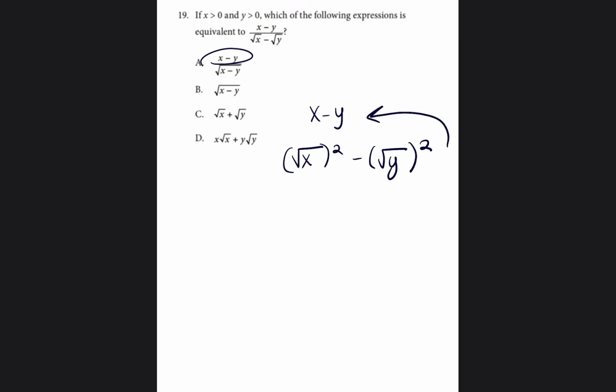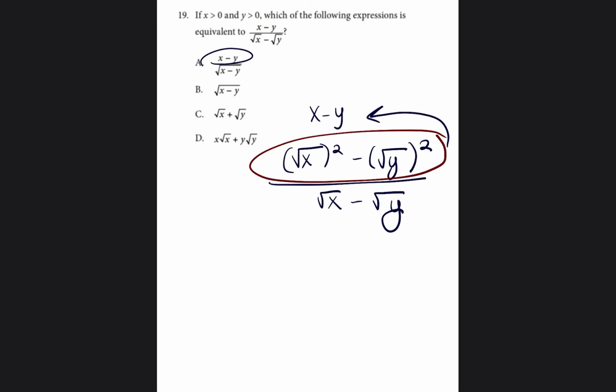Just as a tiny review. So we took x minus y, and we rewrote that as the square root of x squared minus the square root of y squared, because that's the exact same thing as saying this. And then we brought down square root of x minus square root of y. And then we were able to rewrite this one more time by making it the difference of squares. So x and then the square root of y.